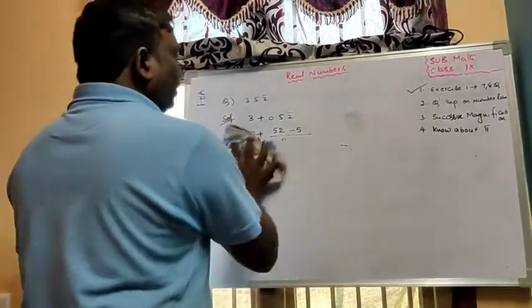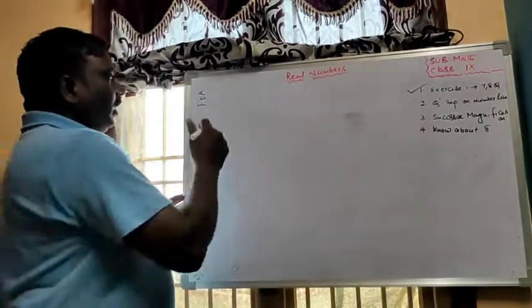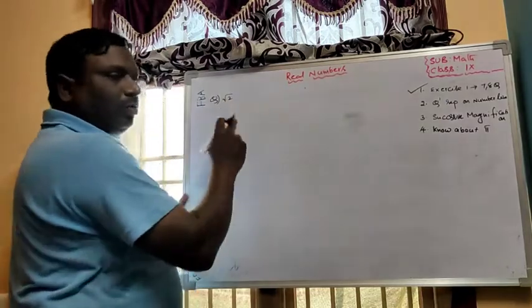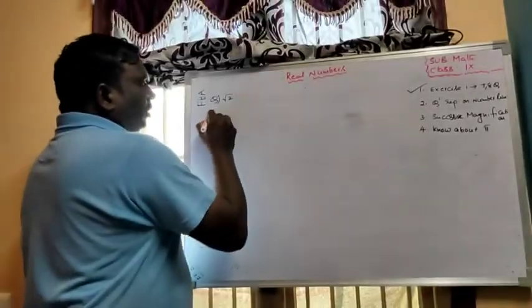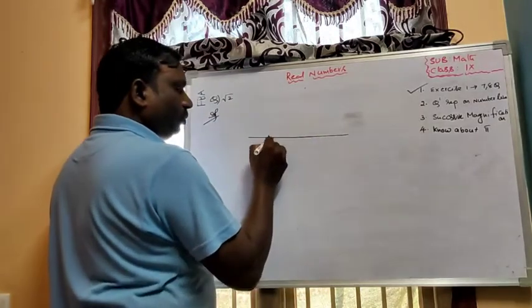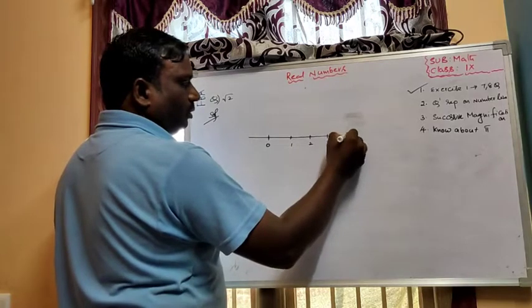We'll go for representing irrational numbers on the number line. As we discussed in the previous session, I already explained how to represent root 2 on the number line. Root 2 is an irrational number. So how to represent it on the number line? Draw a number line: 0, 1, 2, 3.